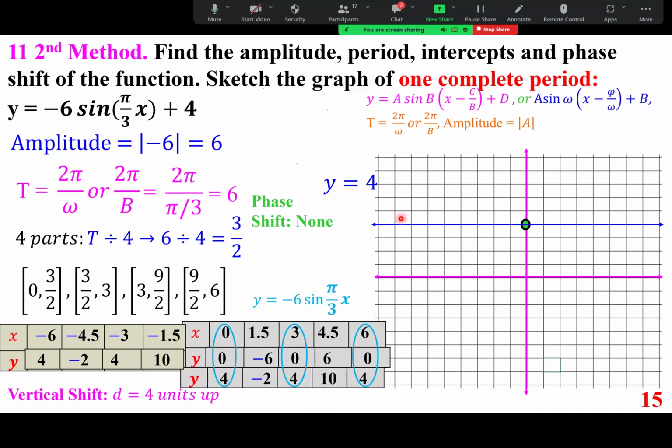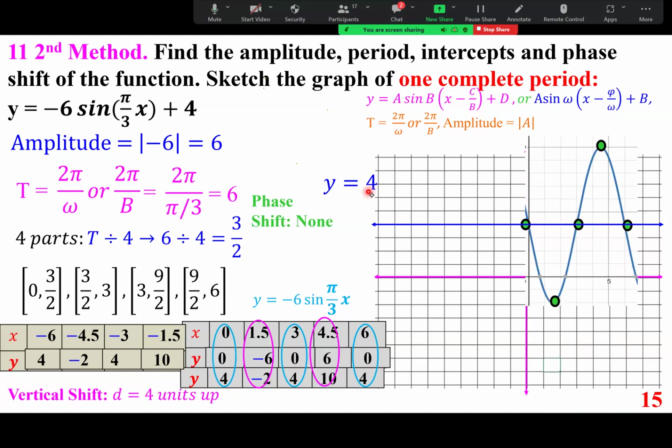These are the points that we are going to put in. In essence, think about this line as your x-axis. So that's the first one. That's the second one. That's the third. Those are the 3 x-intercepts that have been shifted up by 4 units. And then those 2 points, the min and the max, put them together. That's the graph.